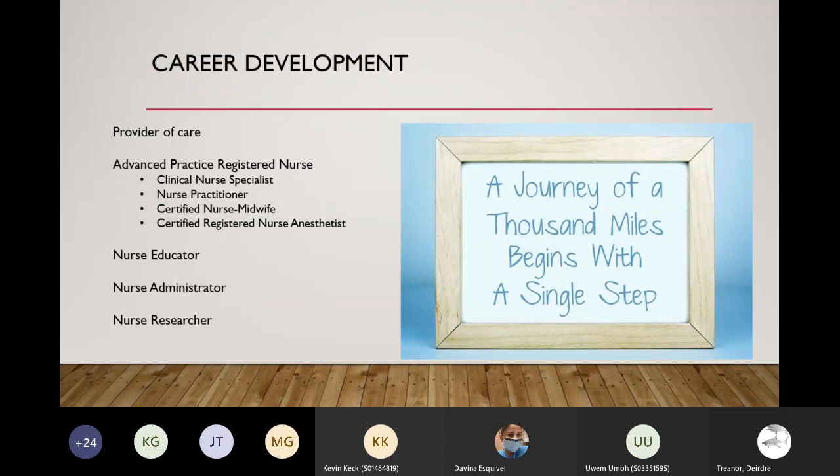Okay, so nurse administrator, kind of self-explanatory, and then nursing research, where you study evidence-based practice, do research to improve care, and also help define and research to extend and define the scope of practice.